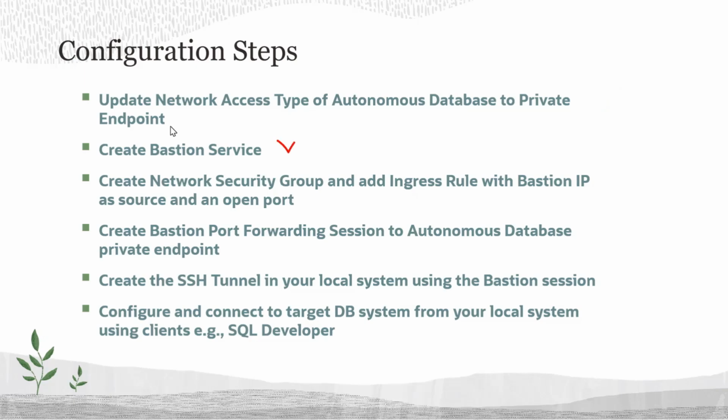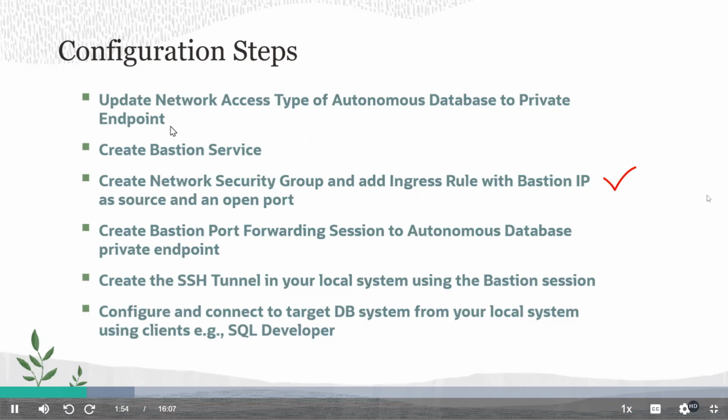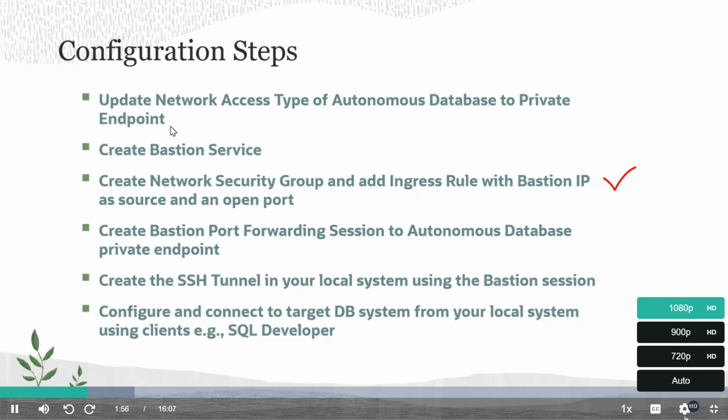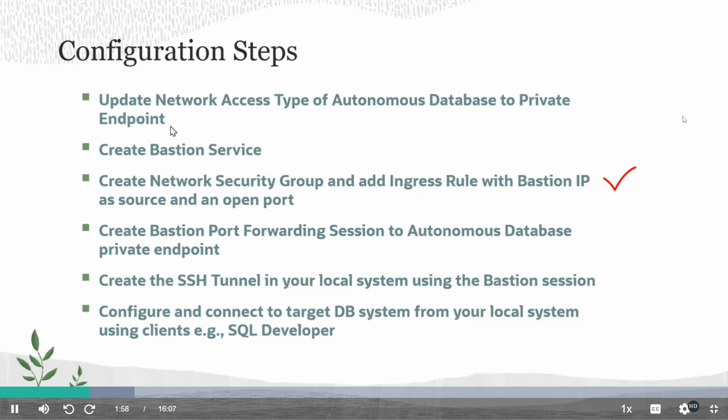Next, we'll create a Bastion service. It should be in the same VCN as the Autonomous Database, and it may be in the same subnet as your Autonomous Database or in a different subnet. In this case, we'll create the Bastion service to run in a public subnet. Following that, we'll have to create a network security group and add the ingress rules with the Bastion IP as the source and any open port. The port number can be the same port number which is open in your local system.